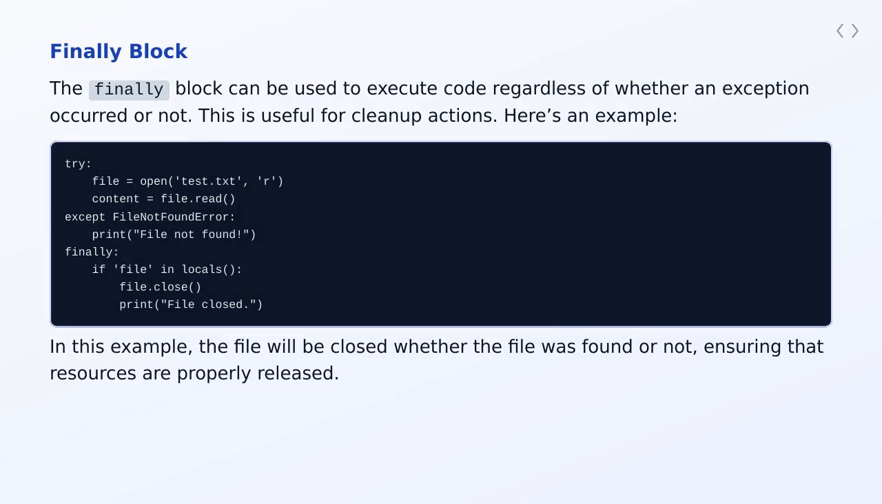Finally block, let's dig in. The finally block can be used to execute code regardless of whether an exception occurred or not. This is useful for cleanup actions. Here's an example. I'll let you read the examples on screen rather than reading every line aloud. In this example, the file will be closed whether the file was found or not, ensuring that resources are properly released.